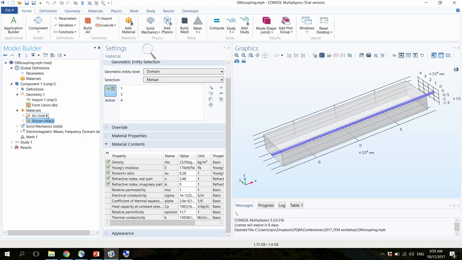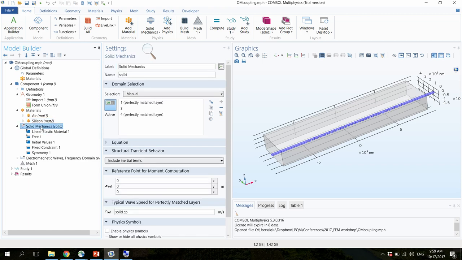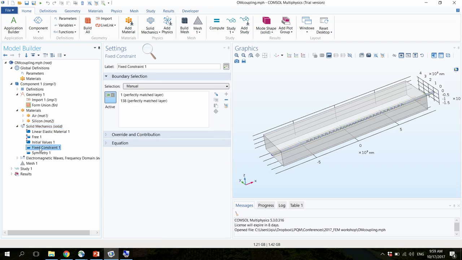First, let's check the physics that we study for the mechanics. If you click this solid mechanics, you can see the region that we want to study for the mechanical properties, which is the nanobeam. For the boundary conditions, there are two parts you need to be careful about: one is the fixed constraint for both ends of this nanobeam, and then also the symmetry.